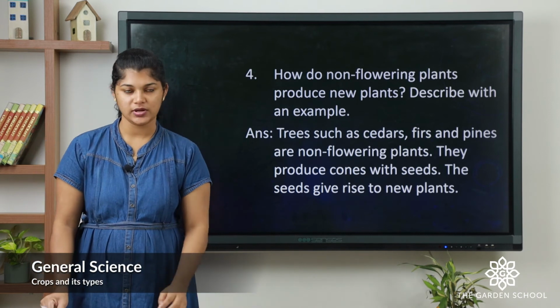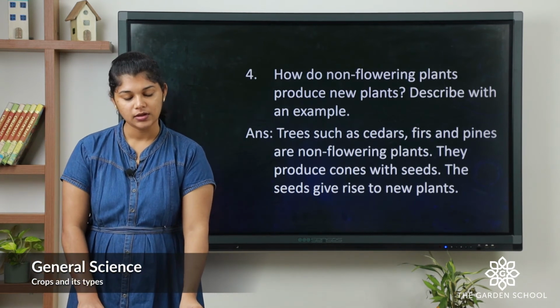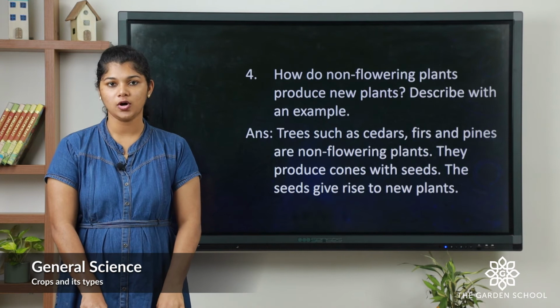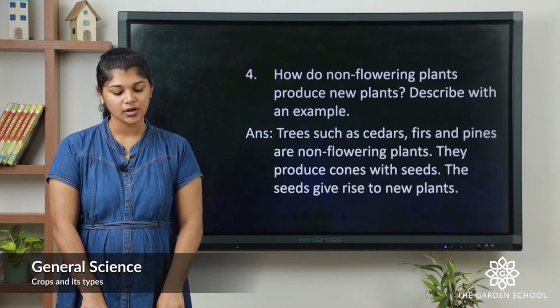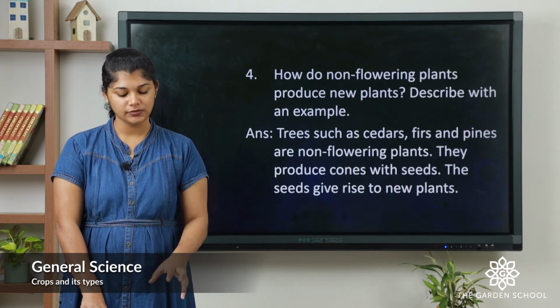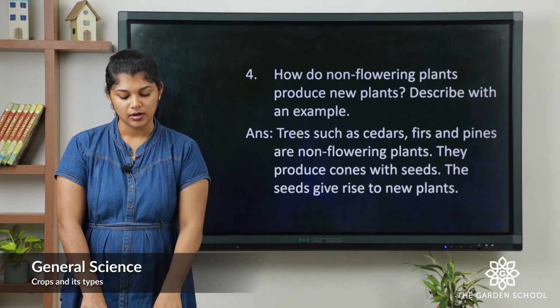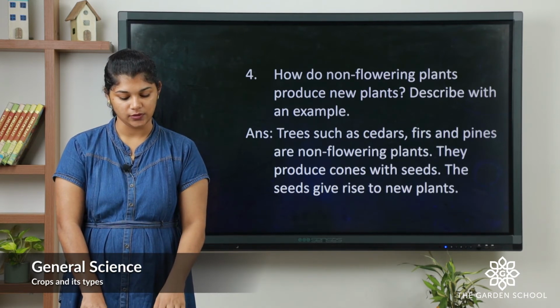That's all about the question answers. Now let us move on to the higher order thinking skills. Here you can observe the picture and you can answer the questions below.